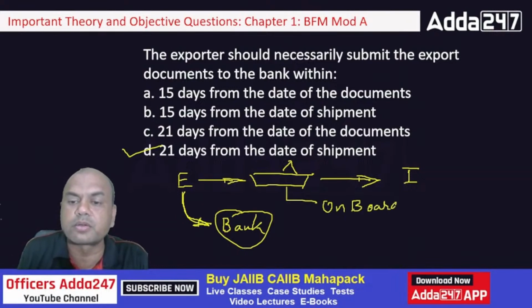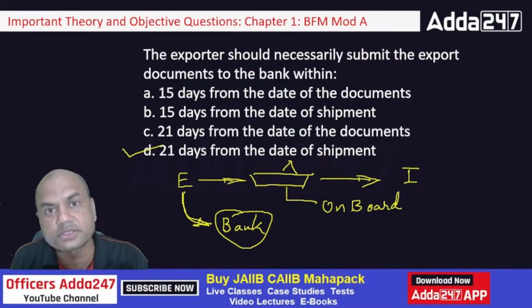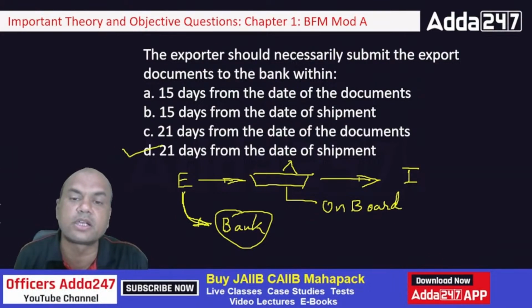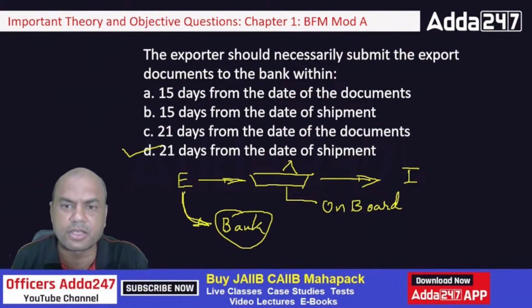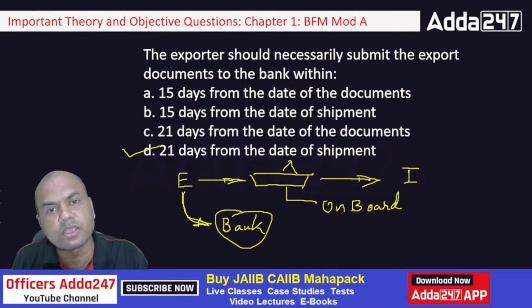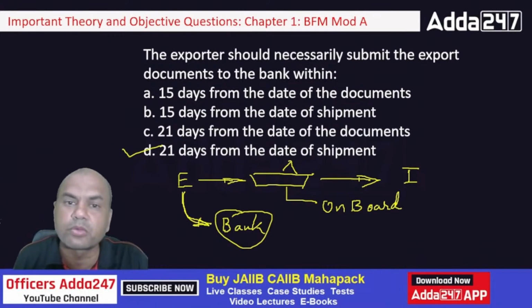Whenever you get on that BL, you get a stamp, the on board date. That on board date is known as the date of shipment. It's called shipped on board. Some shipping companies give you only shipped. Only shipped is also okay, only on board is also okay, shipped on board is also okay. Any of these 3 words is allowed.